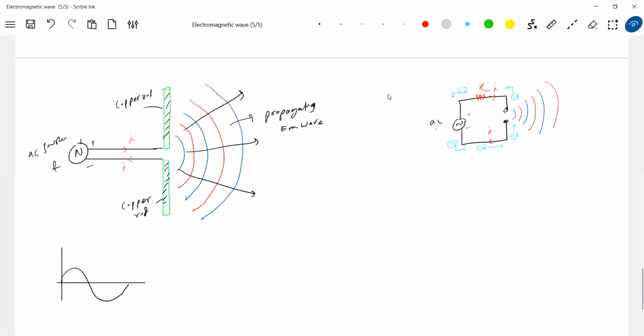So who is generating this one? If I switch this off, the detector will not show. If I increase the amplitude, the detector will detect a larger amplitude signal. If I decrease the amplitude, it will detect that too. So with the help of the detector, I'm able to check that in fact there are EM waves.